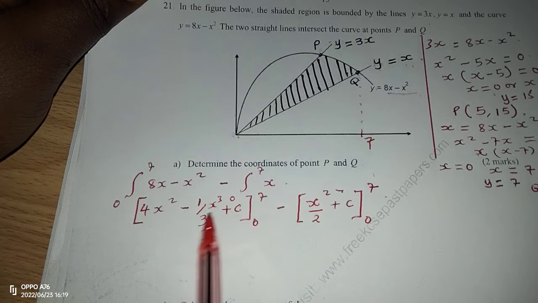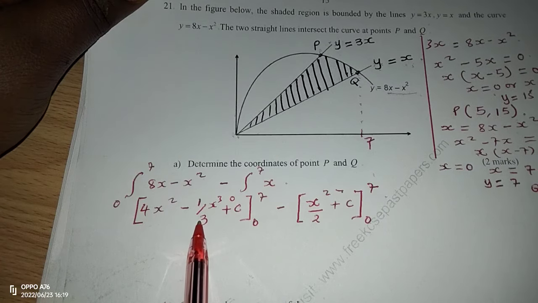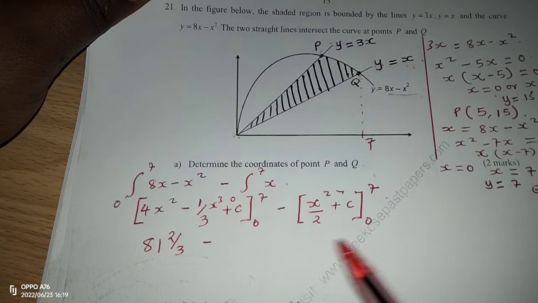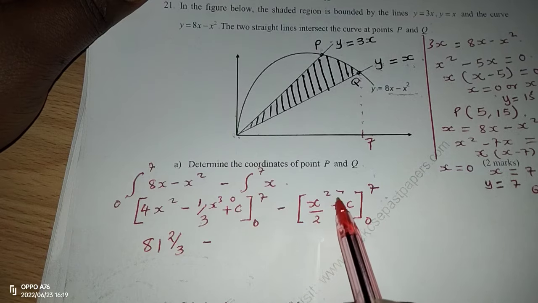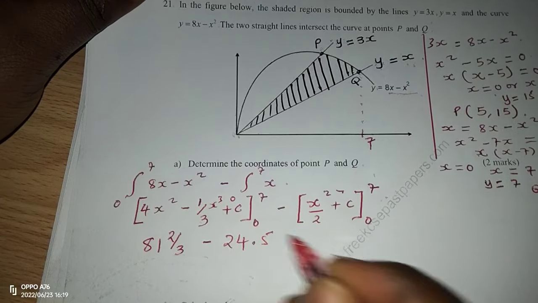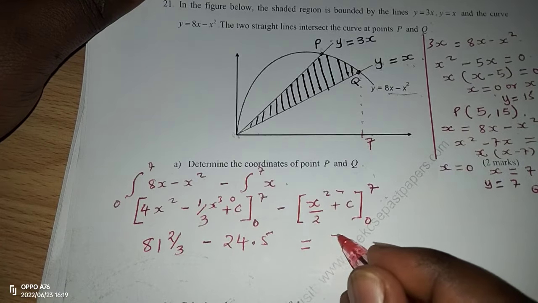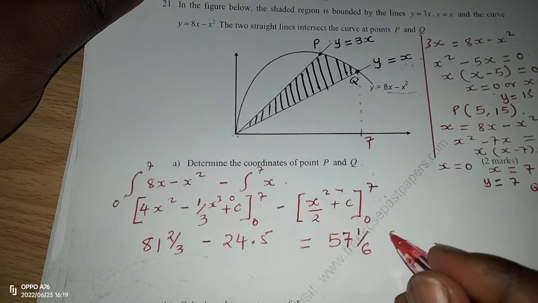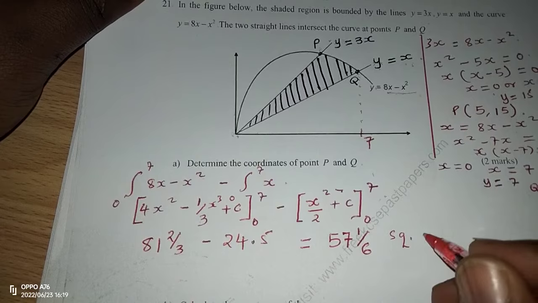But when we fix 7 for the first equation, we're going to get 81 and 2/3. So we'll subtract, when we fix 7 here, squared, then we're going to get 49 over 2, which is 24 and a half. And this will give us a difference of 57 and a sixth. These are square units. This one is the area bounded by the curve and the line y equals x.